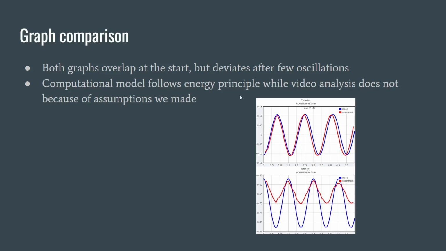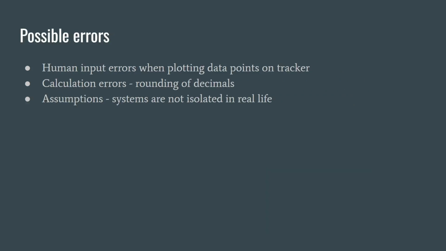Both graphs overlap at the start but deviate after a few oscillations, and of course, due to human error, my y position of the spring is very different from the computational model's graph. The computational model follows the energy principle, while the video analysis does not, because of the assumptions we made, which means that in reality there is indeed external work being done on the system, such as the force of drag. Here are some possible errors, including human input errors, calculation errors, and assumptions.